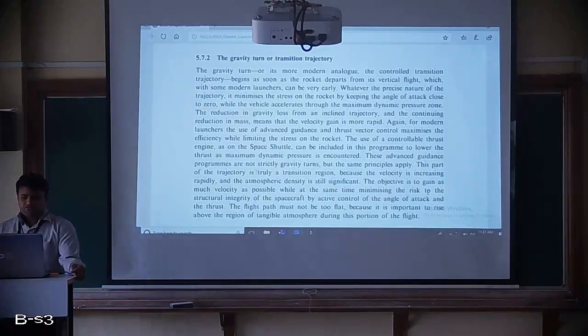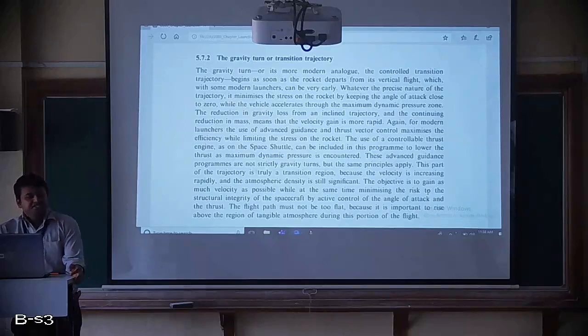So now after this, the modern launchers that we are using have advanced guidance and thrust vector controls. These are some equipment, components. So they have advanced guidance and thrust vector control devices, which will maximize the efficiency of the rocket. While increasing the efficiency, they will hold the stress, so that they can limit the stress on the rocket.